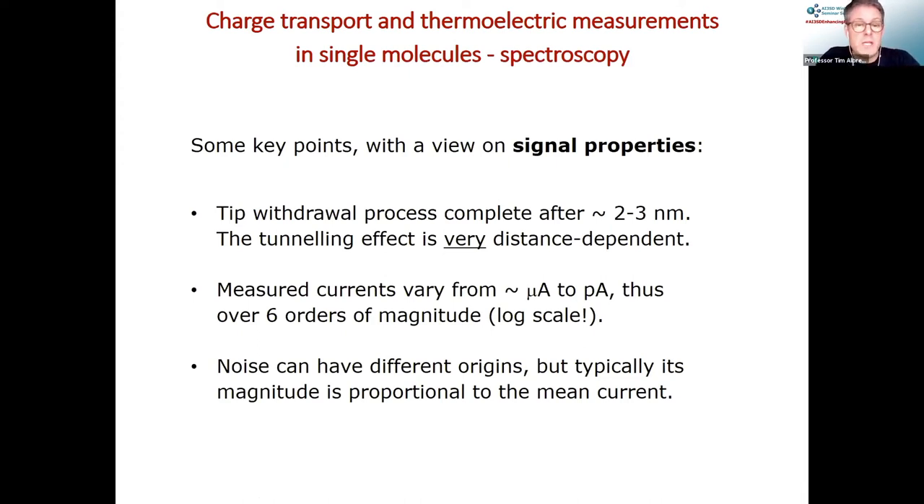Now some of the key points around the signal properties. As I said before, the quantum mechanical tunneling effect is very distance dependent. So this whole withdrawal process would be over after 2 or 3 nanometers. During this short distance, the measured current would vary from, let's say, microamps to picoamps. So we'd easily bridge about 6 orders of magnitude, and we would often look at the current, or equivalently its conductance, on a log scale. And while the noise in the system can have different origins, it's typically of a similar magnitude to the mean current.